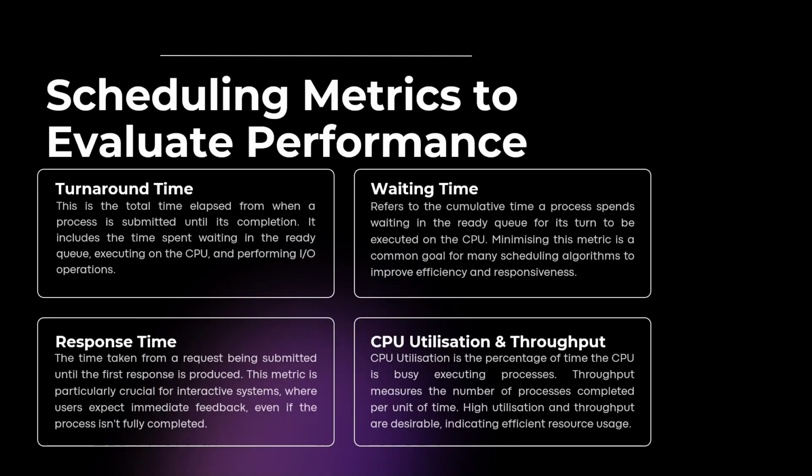Scheduling metrics to evaluate performance. To evaluate how effective a scheduler is, we use several key metrics. Turnaround time: total time taken from process submission to completion. Waiting time: time a process spends waiting in the ready queue. Response time: time between a request and the system's first response, crucial for interactive applications. CPU utilization and throughput measure how busy the CPU stays and how many processes finish per unit of time. An ideal scheduler minimizes waiting time while maximizing throughput and CPU utilization.